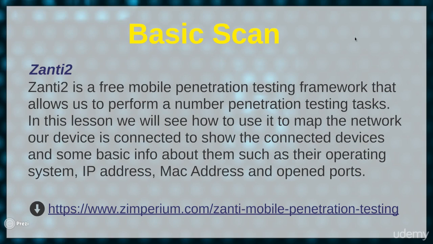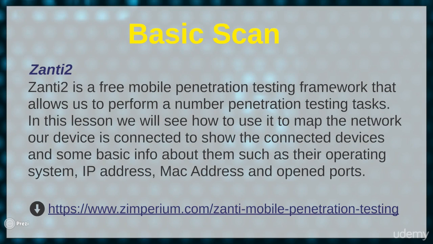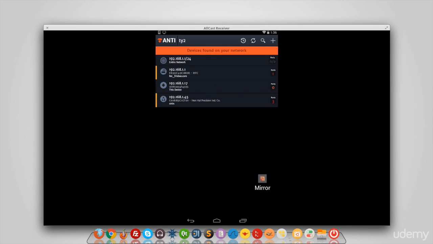So Zanti is not available on the App Store, so you can download it from the following link. All you have to do is just download it, tap it and install it. So make sure you download this link from your mobile device or from your tablet. Now once you download Zanti, it's going to look like this. So I'm just going to tap on it.